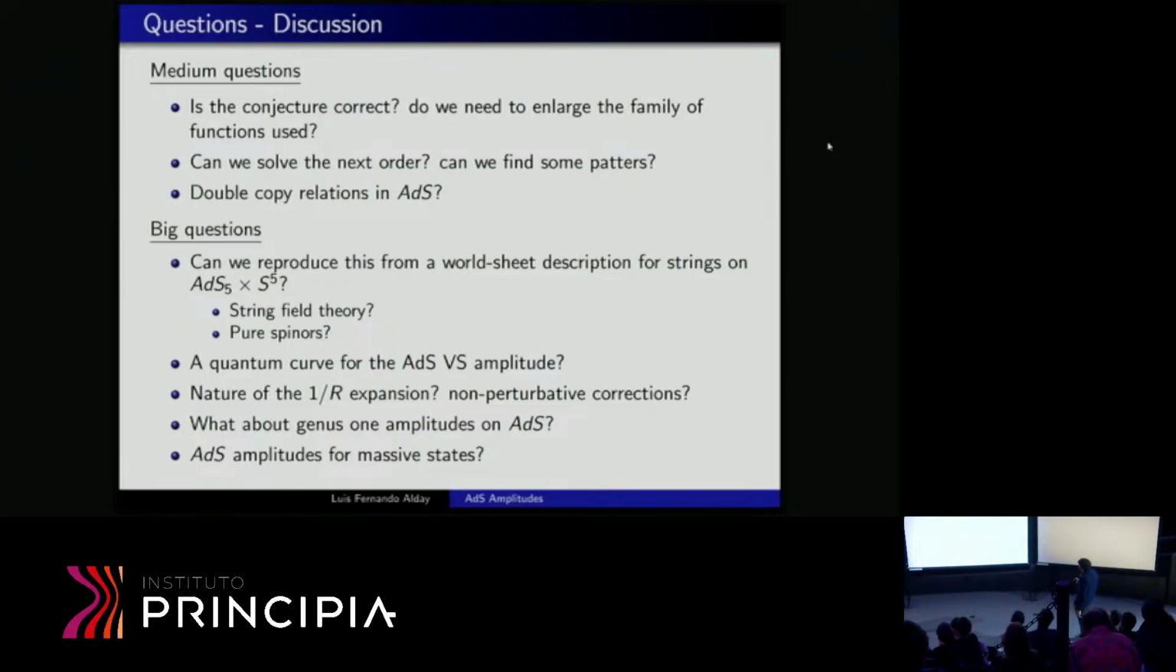But then the most interesting question, I think, is the big question, whether we can reproduce this from a worldsheet description for strings on ADS5 x S5. Two very promising approaches would be trying to use string field theory or the pure spinor formalism. It would be very nice, I think the question of Xi, to relate this to the quantum spectral curve, and perhaps we have a curve for the whole amplitude. It would be nice to understand the nature of the 1/r expansion, and if it has perturbative corrections, etc. Genus 1, and also ADS amplitudes for massive states. Thank you very much.